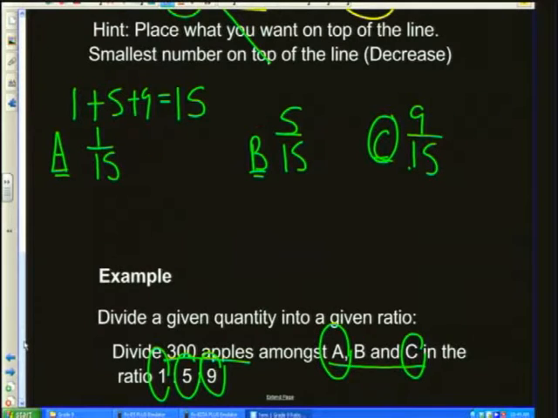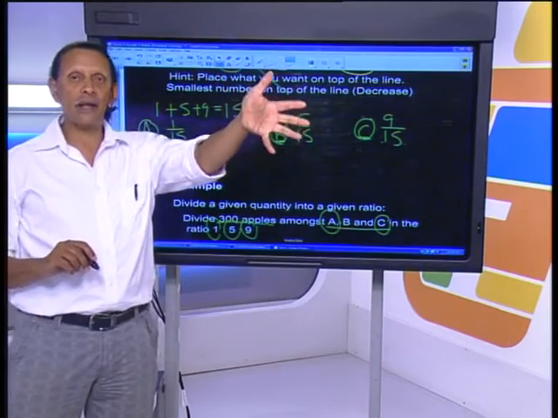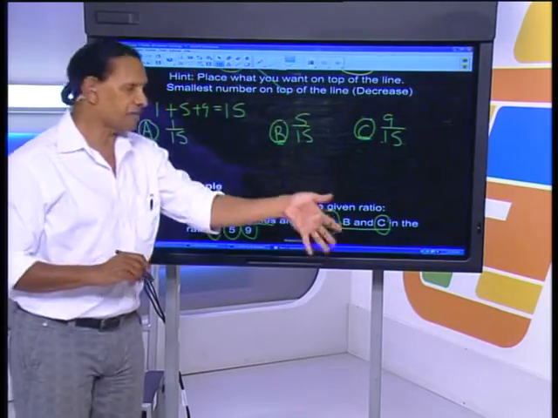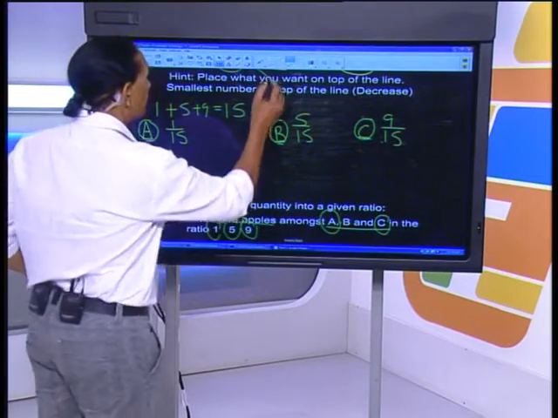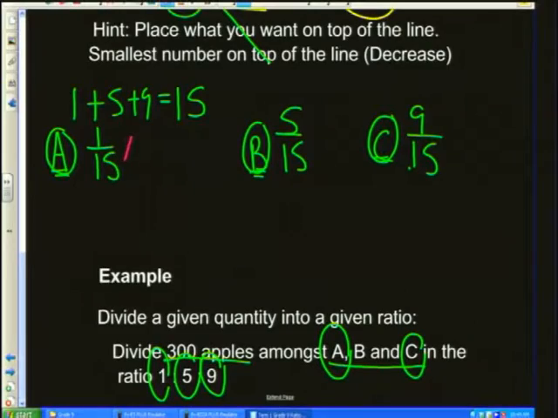So that's the second step, guys. The first step is you add the ratios, and then you split them: 1 out of 15, 5 out of 15, and 9 out of 15. Then each one will be multiplied by the 300. And that's how you do it. Shall we do it quickly?